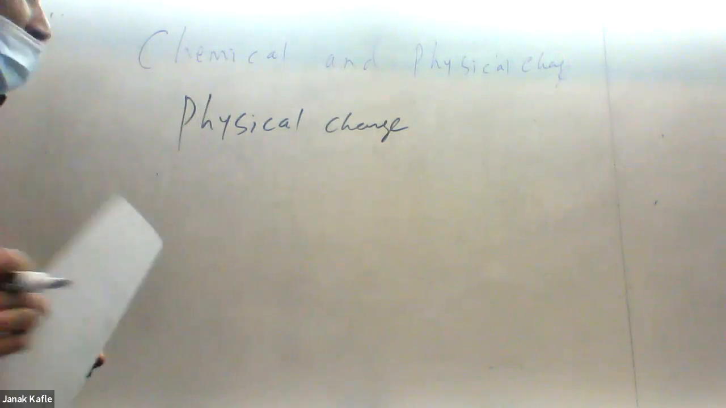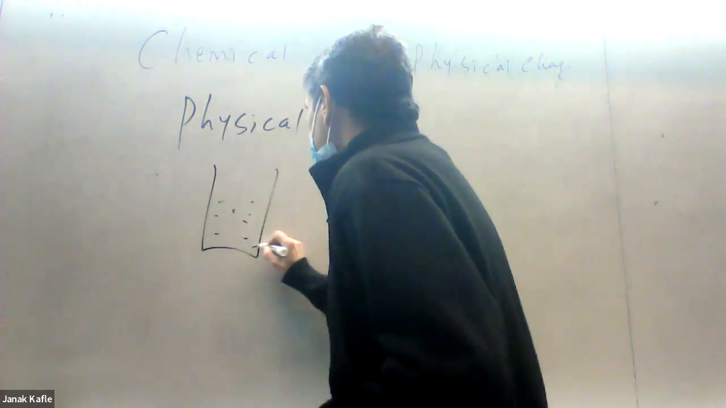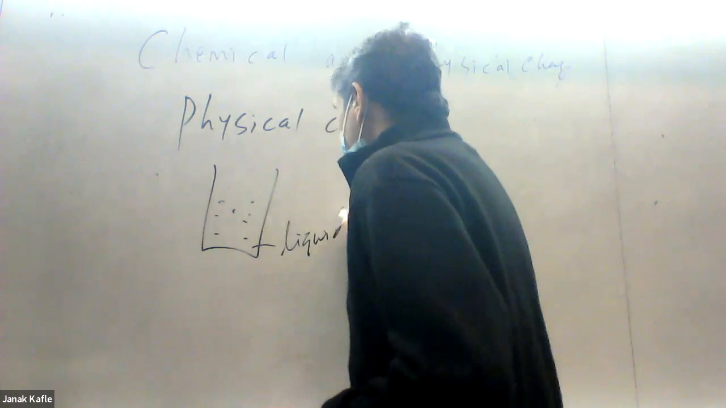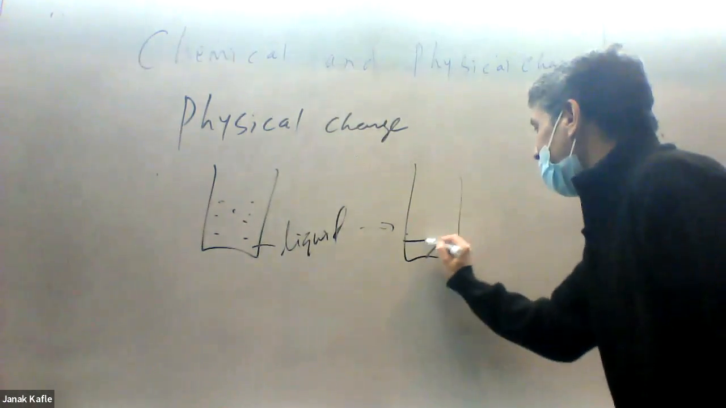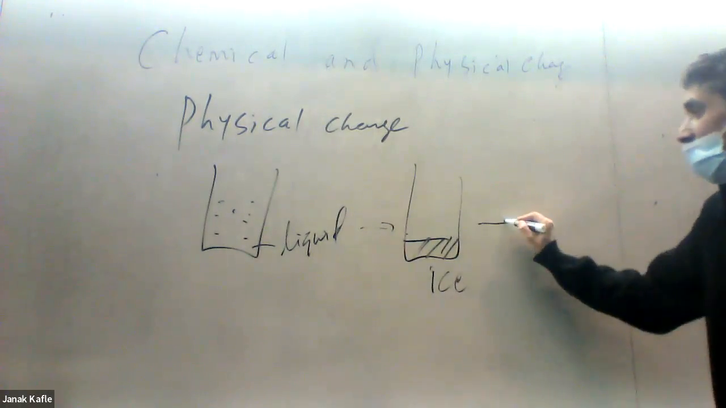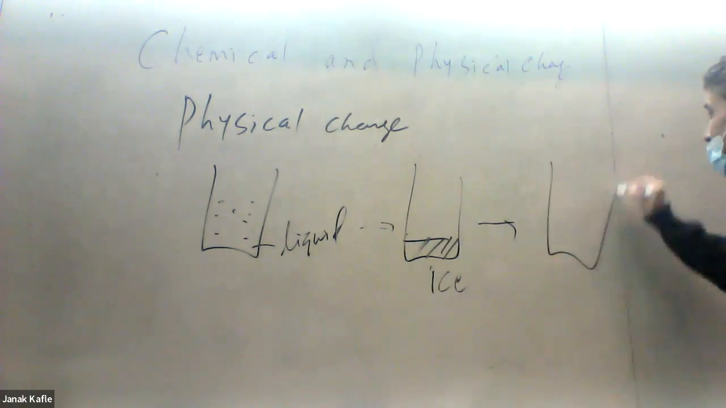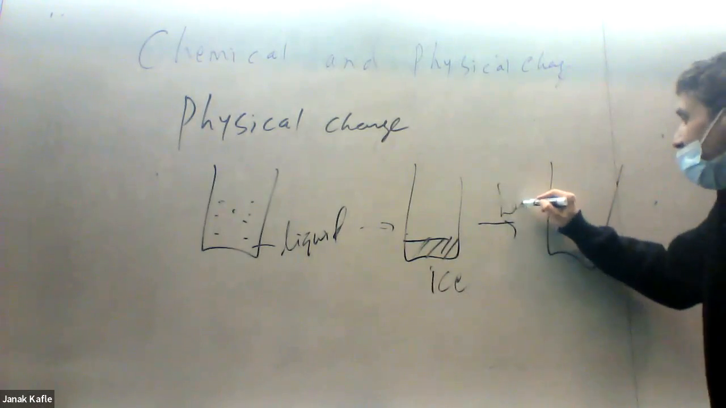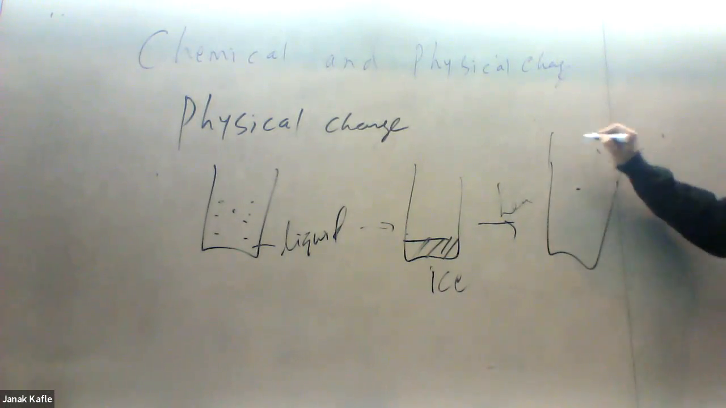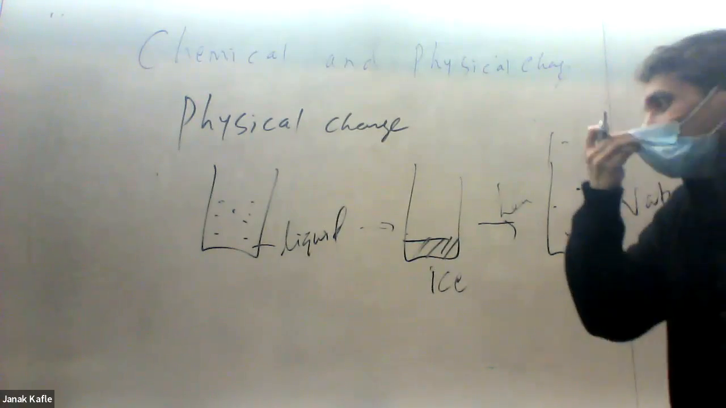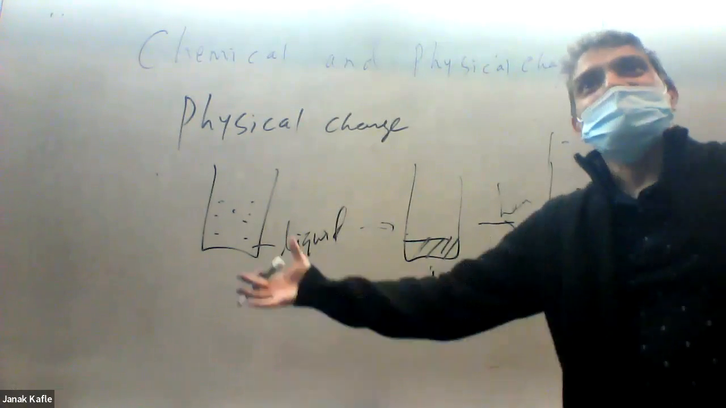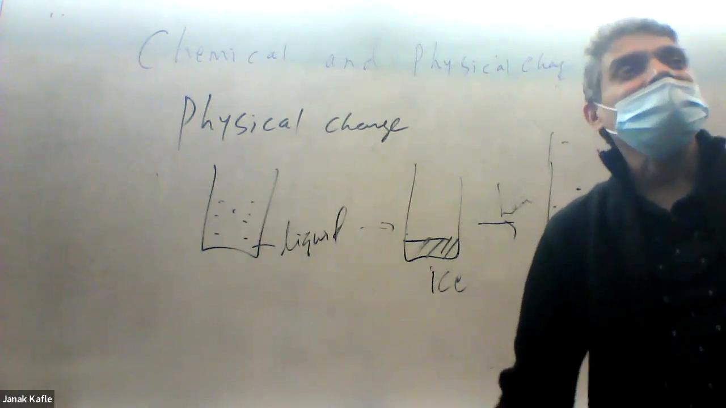So for example, you have water here. So this is liquid water. Now you put it in the freezer and it becomes solid. It's ice, and now you heat it further, and it becomes vapor. Look here. So when you look with your eyes, or you try to touch these things, they look different, or they feel different.